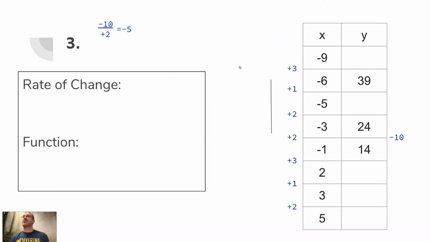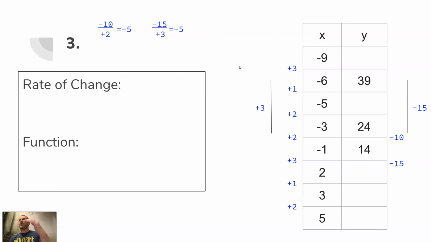So when I go from -6 to -3, that goes up by 3. When I go from 39 to 24, that goes down by 15. And when I look at that ratio, -15 to 3, it is -5 as well. So that tells me that we do in fact have that rate of change that's going to be constant. Now because all the changes in my x are varying, that means I'm going to have to adjust my changes in y. So now let's go down to -1, 14.